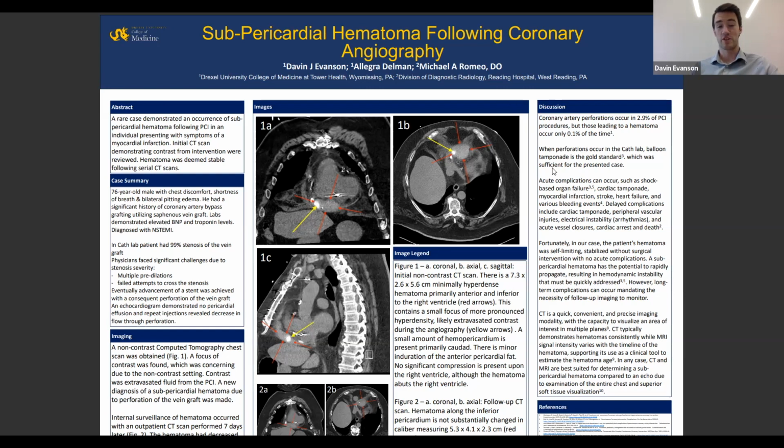The case shows that a CT is a quick, convenient, and very precise imaging modality for this type of situation. An MRI can be used, but it's usually better to estimate the age of the hematoma, whereas CT is able to demonstrate the hematoma in multiple different planes.